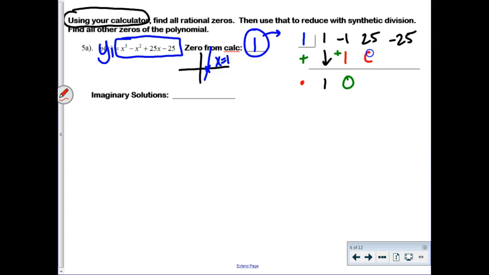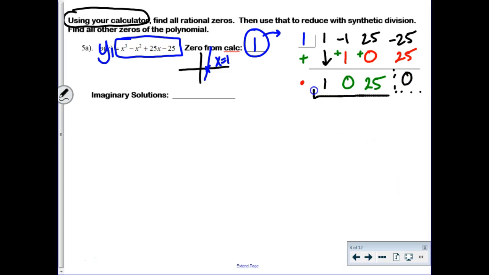0 times 1 is 0. And when you add those up, you get 25. And then 25 times 1 is 25. And you should always get a remainder of 0 right here. This remainder better come out to 0 for the fundamental theorem, otherwise you've messed up.